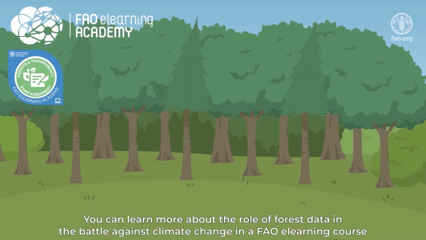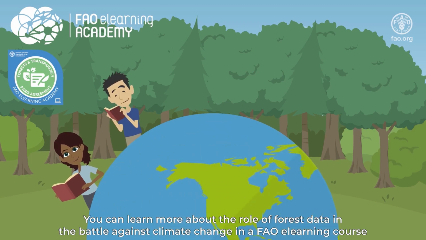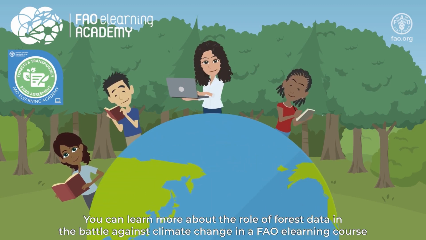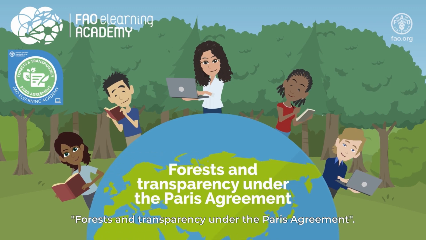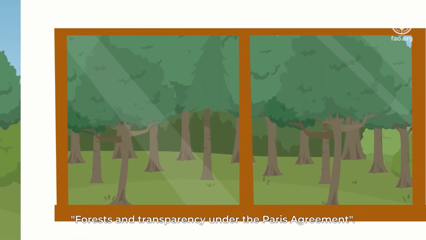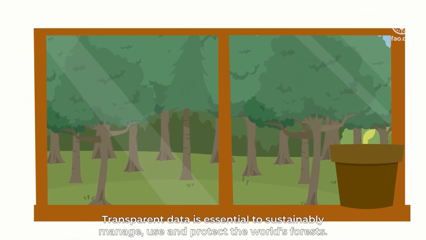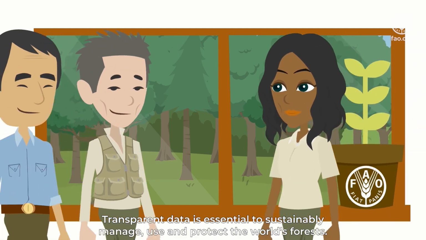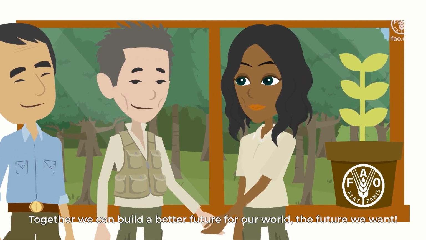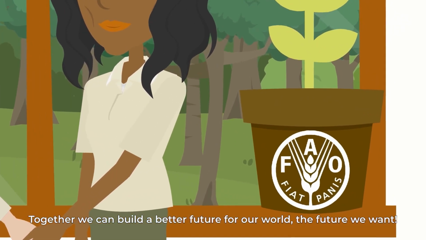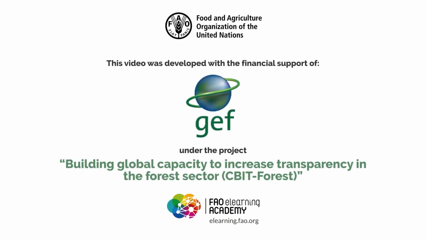You can learn more about the role of forest data in the battle against climate change in an FAO e-learning course, Forests and Transparency under the Paris Agreement. Transparent data is essential to sustainably manage, use, and protect the world's forests. Together, we can build a better future for our world, the future we want.